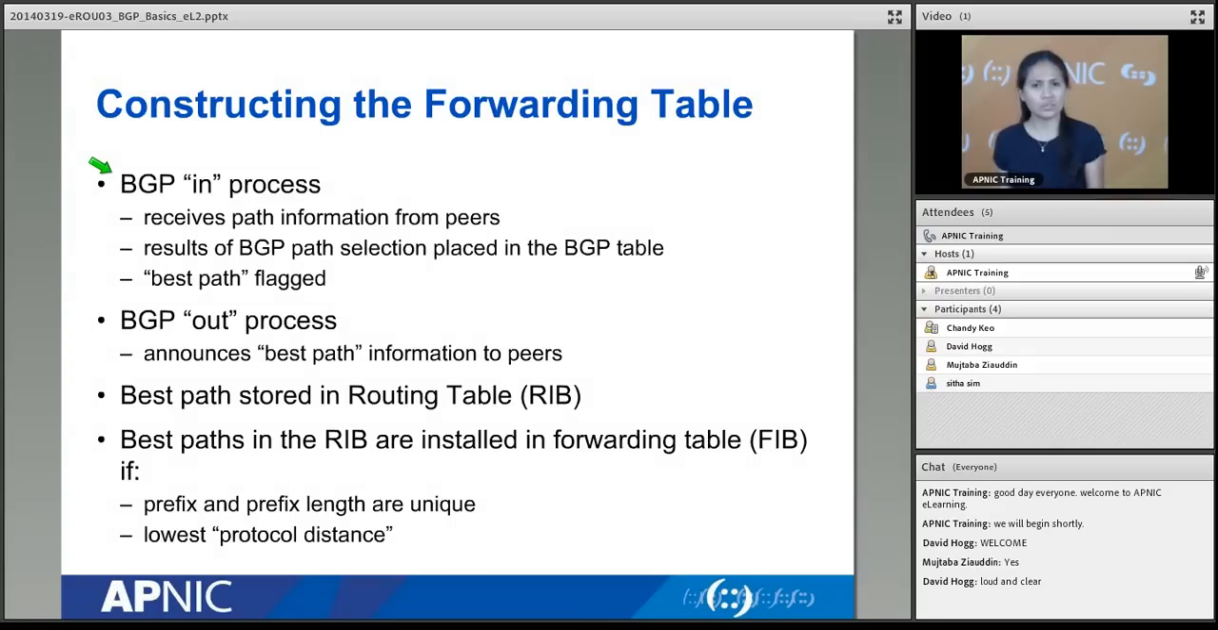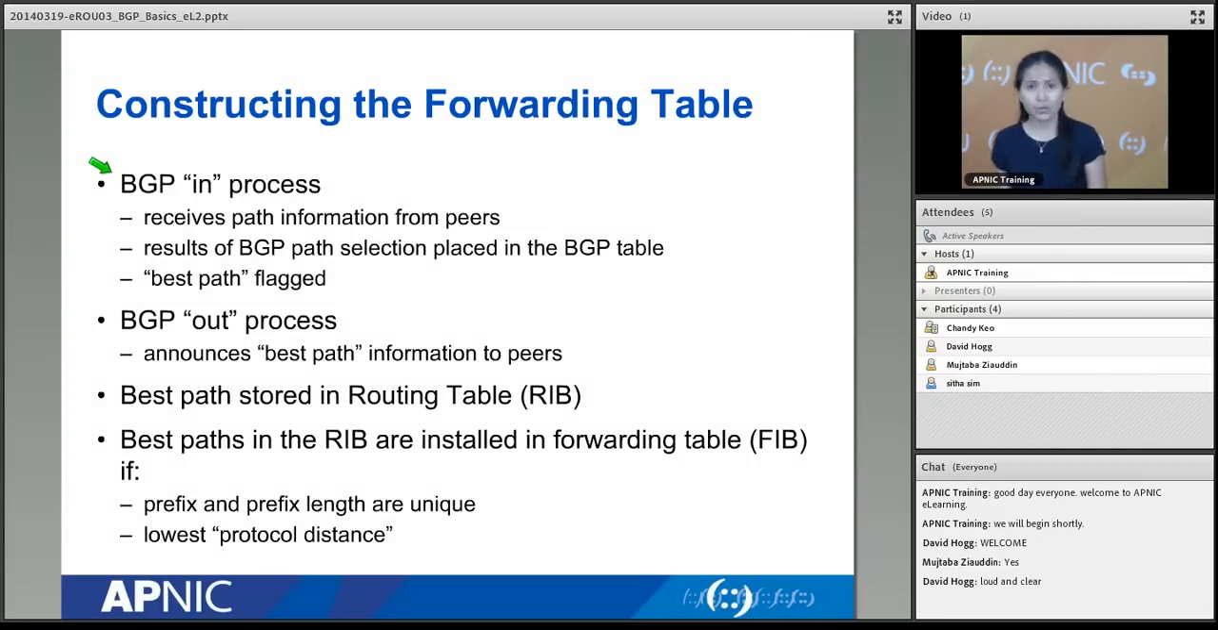How do we know which one's the best path? If its prefix length is unique, it depends on the metric associated with the routing protocol, or what you call the protocol distance. So there's a way for it to compute what is the best path.